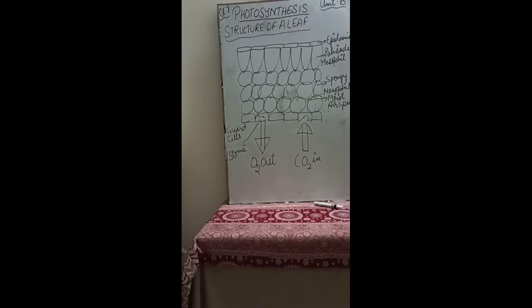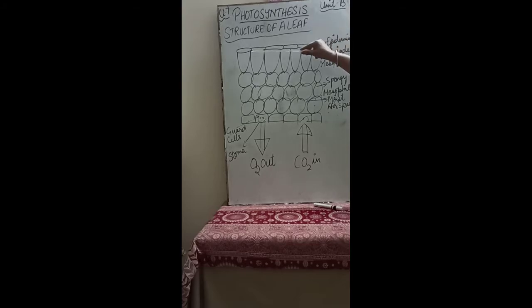Students, in the chapter of photosynthesis, we will continue with the structure of a leaf. The leaf is the external part of the plant. As I told you, in the photosynthesis process, leaves play a very significant role. It helps in the preparation of food. It is also called the food factory. So let us understand the structure of a leaf.